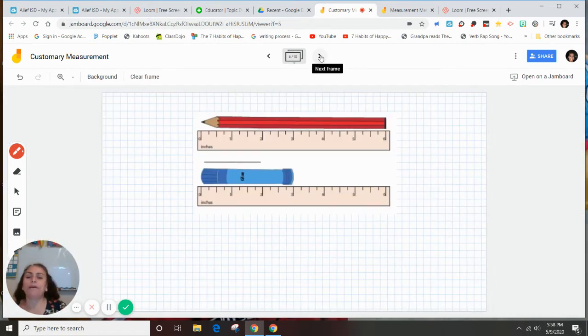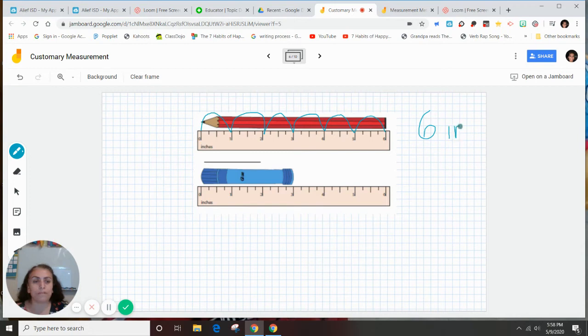Okay, so we have another example here, and let's try to measure these objects. They're giving me a pencil here, and this one I'm starting on 0, and this is where my pencil ends. Let's count my jumps, and I can do the same thing. I can do 1, 2, 3, 4, 5, and 6. So the length of this pencil is 6 inches.